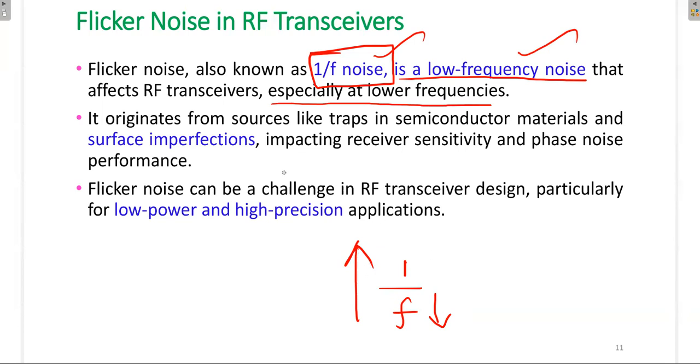The main reason for flicker noise is surface imperfections. Flicker noise is also called modulation noise because of this nature: whenever the frequency is decreasing, the noise value is increasing, so it is some kind of variation, modulation noise. Flicker noise can be a challenge in RF transceiver design, particularly for low power and high precision applications.